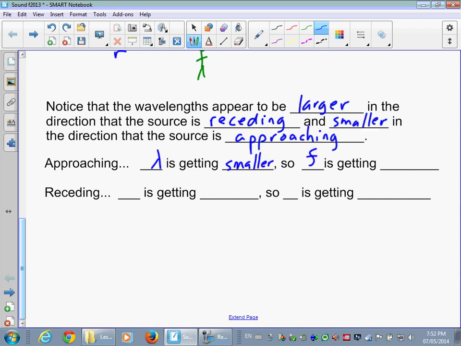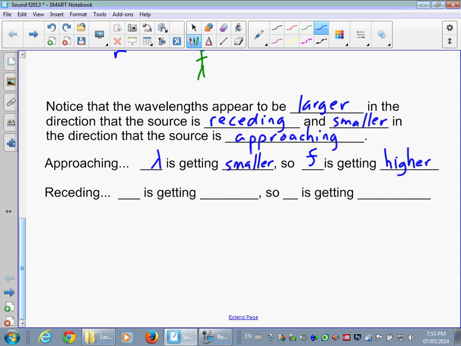So the frequency, based on the wave equation, the speed of the wave is the same in both cases because it's still traveling in air, and the speed in air is only dependent on the temperature. So the speed of the wave stays the same. So if v is the same and lambda is lower, then f is getting higher, so a higher pitch. So when something is moving towards you, the pitch is actually higher than it would normally be if it was just standing still.